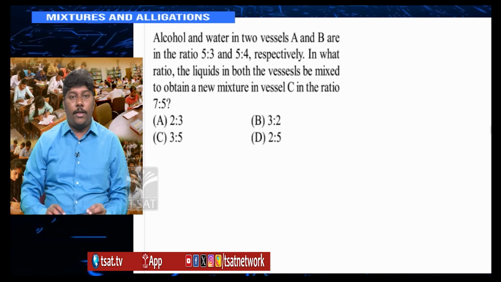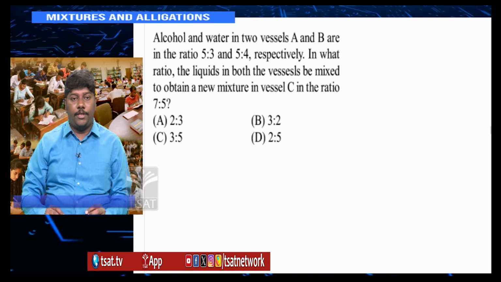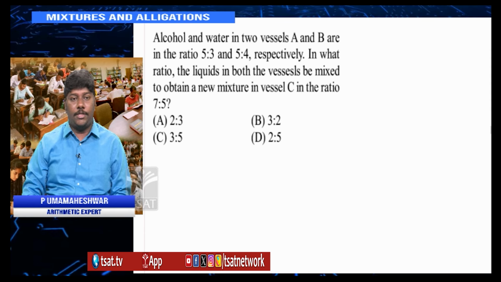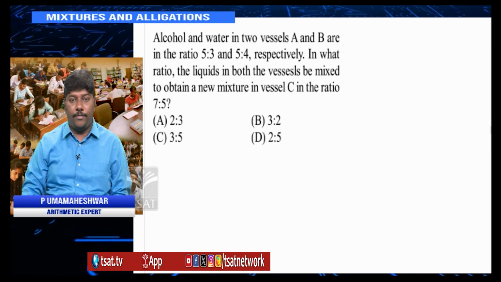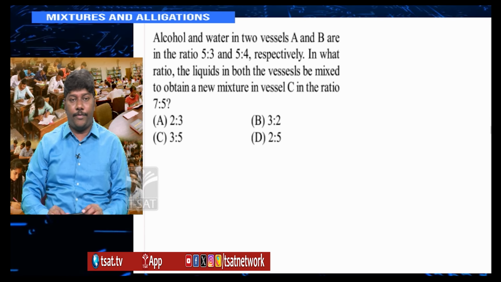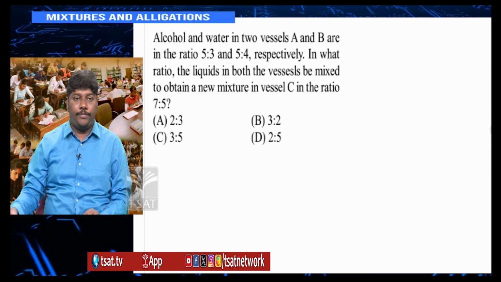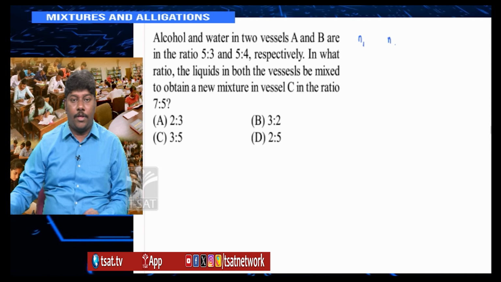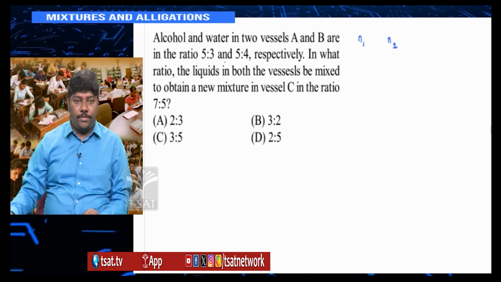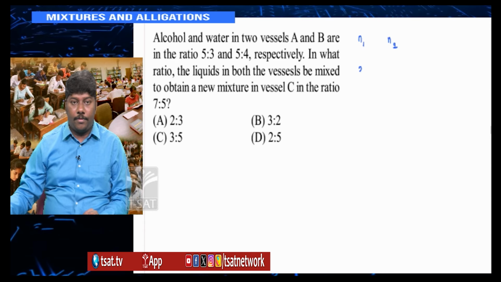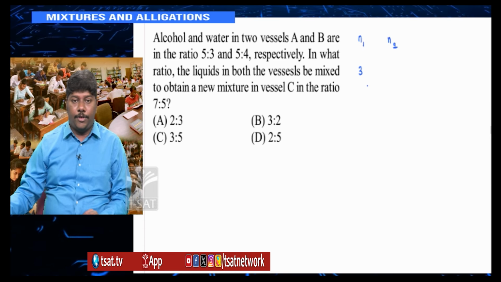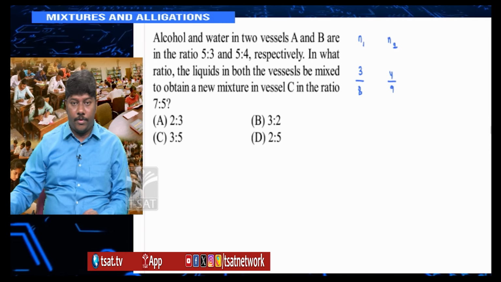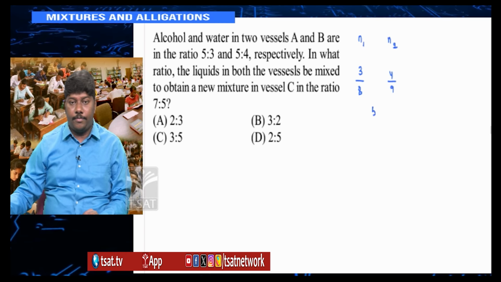Next one, alcohol and water in two vessels A and B are in the ratio 5:3 and 5:4 respectively. In what ratio should the liquids in both the vessels be mixed to obtain the new mixture in vessel C in the ratio 7:5? So it is asking you simply N1:N2. You take any one of them, you will get the answer. You can take the smaller one. I am taking the water ratio in both of them: 3/8, the second one is 4/9, the last one is simply 5/12.